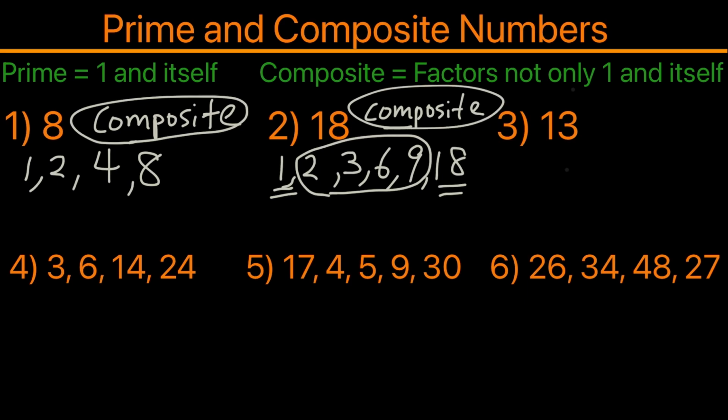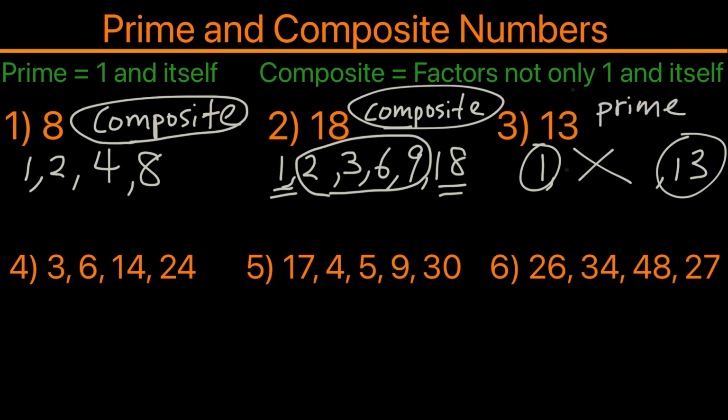Now for example 3, we have 13. So we're going to do the same thing. We'll list out 1 and 13 and see if there's any number in between. If we go through the numbers, we can see that 2 doesn't work, 3 doesn't work, 4 doesn't work, 5, 6, 7, 8, 9, 10, 11, 12. None of them work, which tells us that the factors for 13 will only be 1 and 13, and there's nothing in between. So this would make it a prime number.